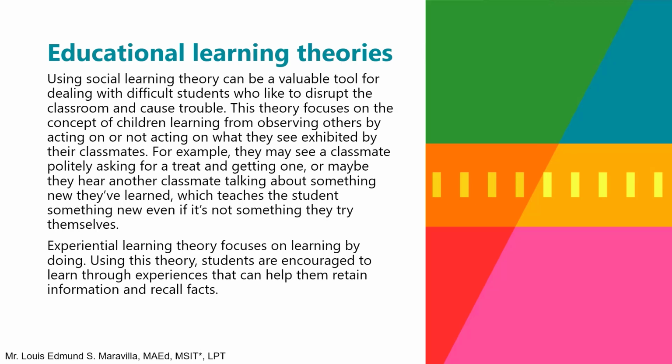Another one here, using social learning theory can also be a valuable tool for dealing with difficult students who like to disrupt the classroom and cause trouble. This theory focuses on the concept of children learning from observing others by acting on or not acting on what they see exhibited by their classmates. For example, they may see a classmate politely asking for a treat and getting one, or maybe they hear another classmate talking about something new they have learned, which teaches the student something new, even if it's not something they try themselves.